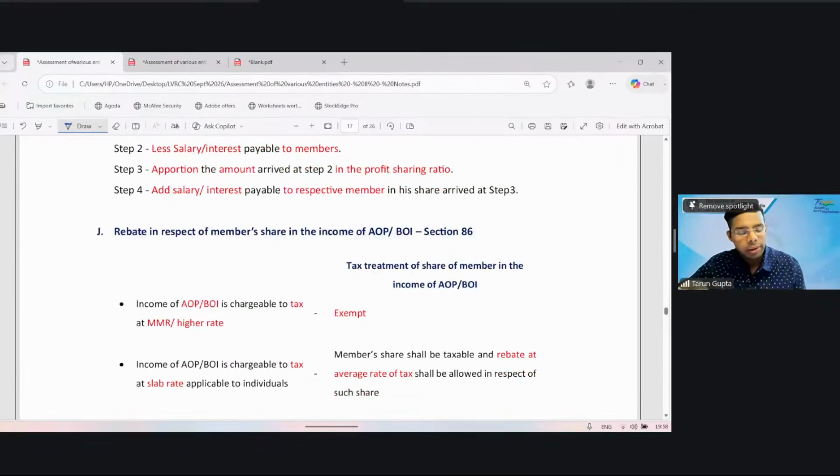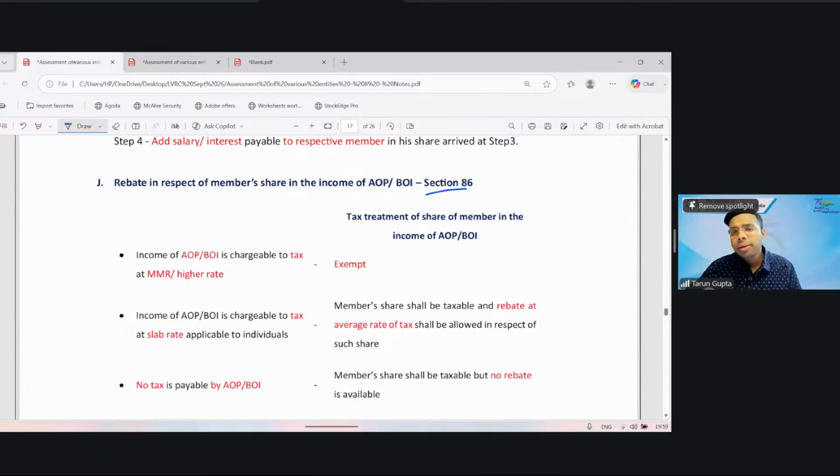Okay, before attempting a question, let's discuss section 86. If you remember, we took a reference of section 86 in the last class while we were discussing MAT. So it says that if the income is not taxable under section 86, such income is not liable to MAT also. Okay. So what does section 86 say?